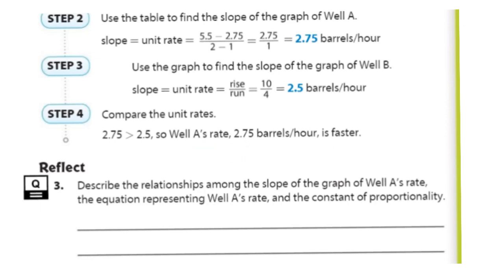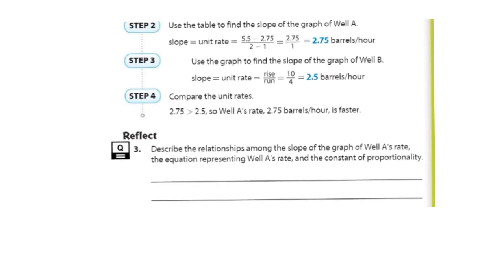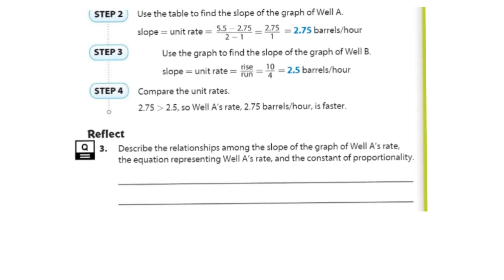Okay, so let's reflect. Describe the relationship among the slope of the graph of well A's rate and the equation representing the well A's rate and the constant of proportionality. So here's well A. Slope, unit rate, constant of proportionality. Think about all of those and I'll be right back.